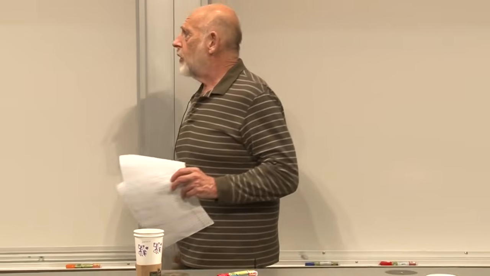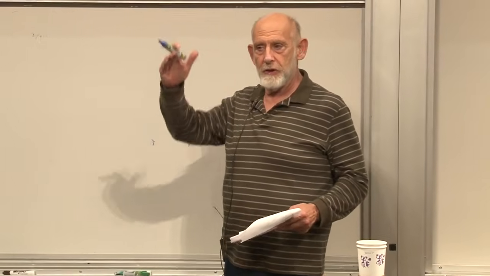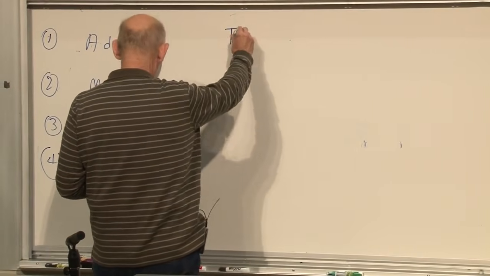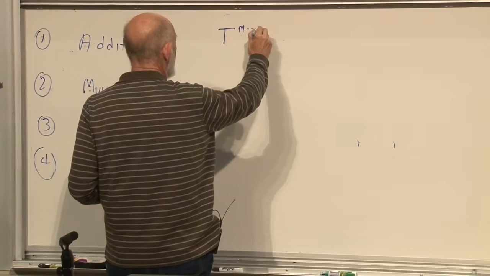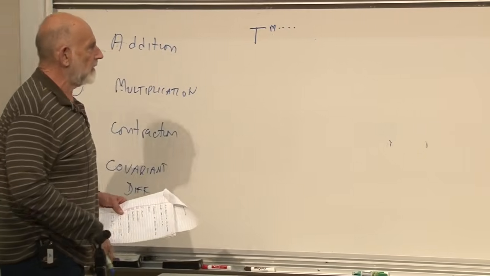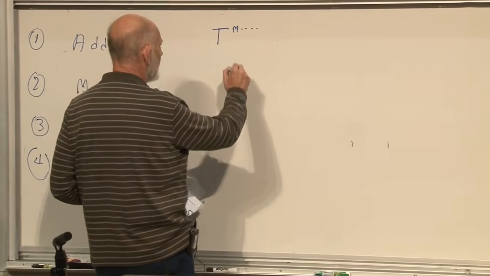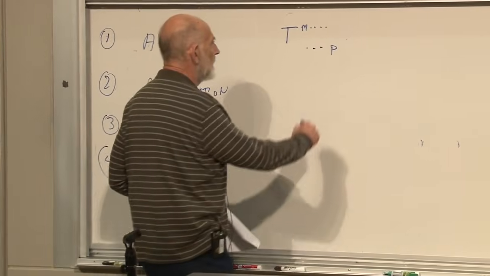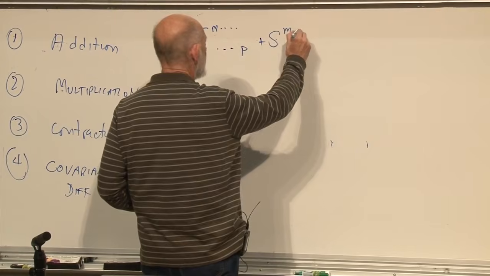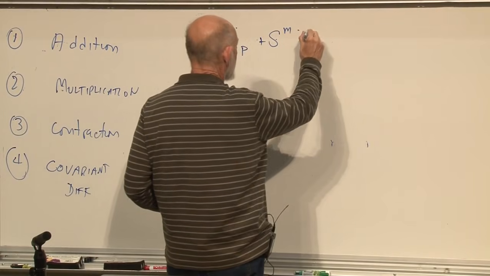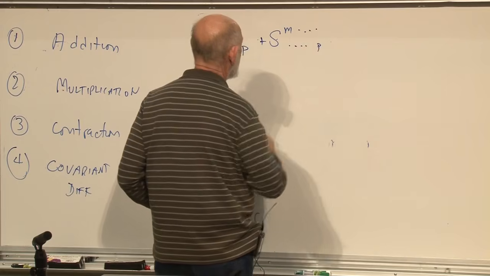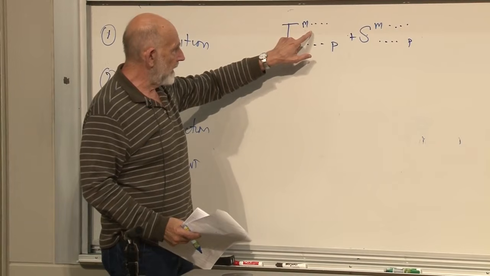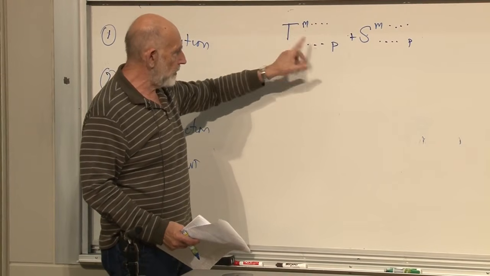Okay, adding tensors. You only add tensors if their indices match and are of the same kind. For example, if you have a tensor T^M... with a bunch of more upstairs, contravariant indices, and maybe a collection of downstairs indices, and you have another tensor of the same kind, plus S^M... S does not stand for scalar here. Dot, dot, dot, P. In other words, their indices are of exactly the same kind. This might be M, N, R, and so forth. This could be P, Q, whatever.